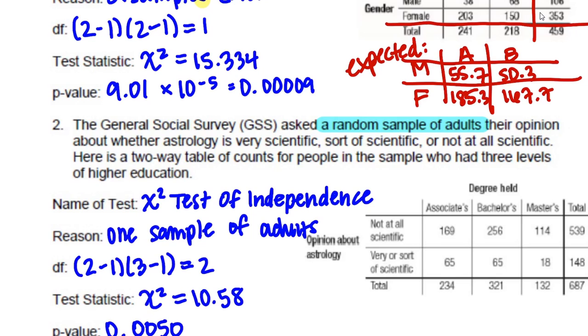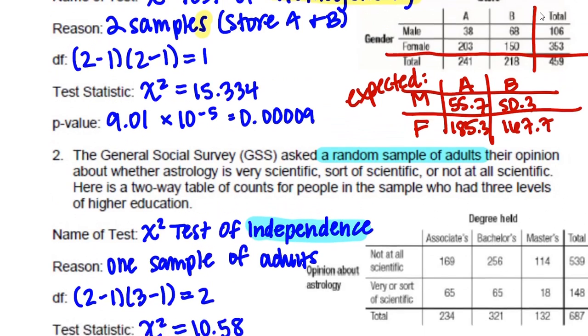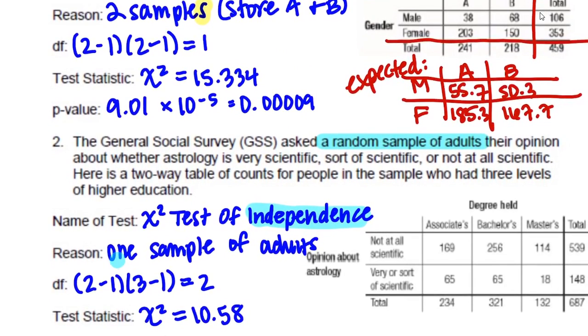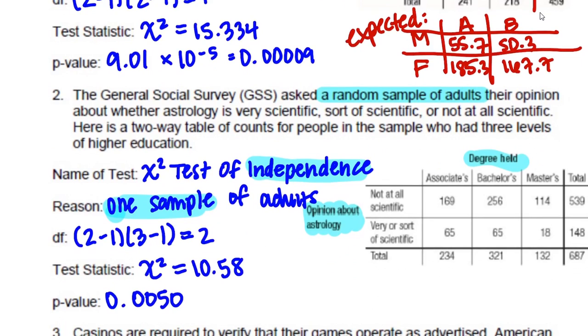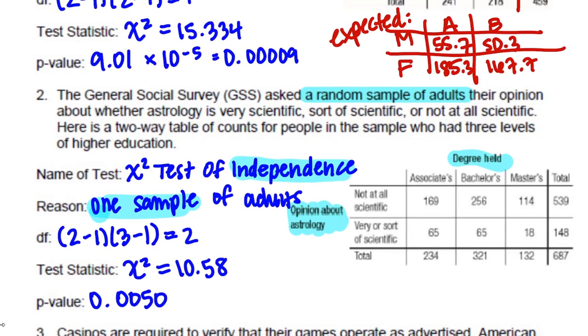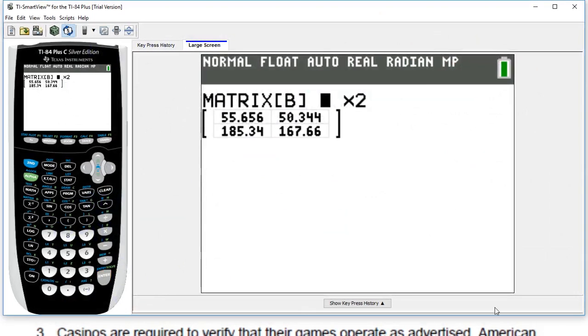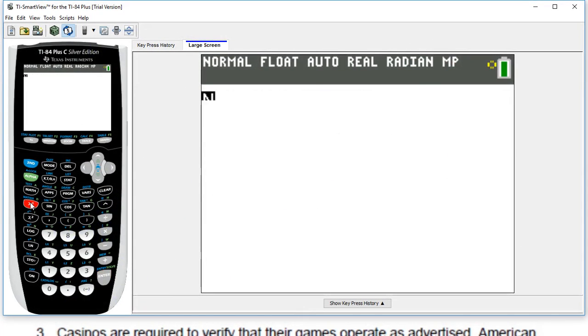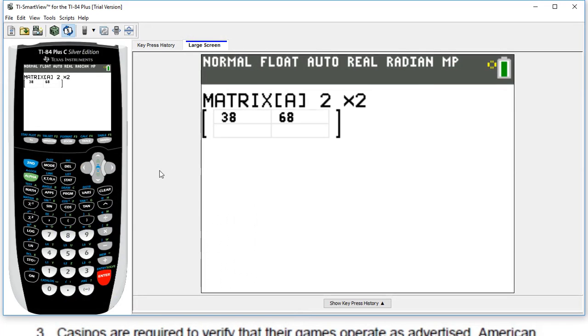And so this was called a chi-square test of independence because it's only one sample. And so then there are 2 variables, and that's here and here. So on this one, we have our degrees of freedom, test statistic, p-value. Again, in my calculator, I could just go over to the matrix, edit it, just rewrite over. This is a 2 by 3 this time.